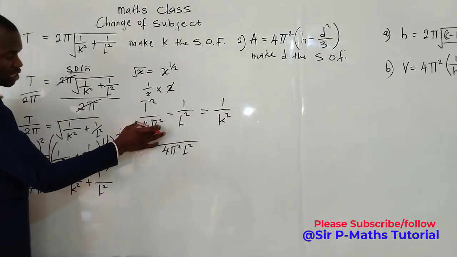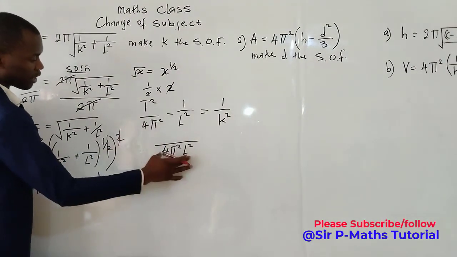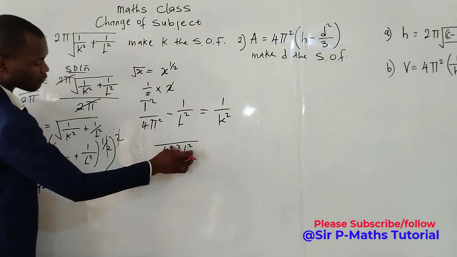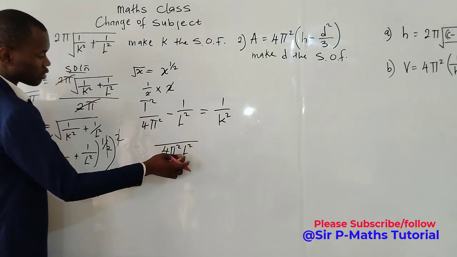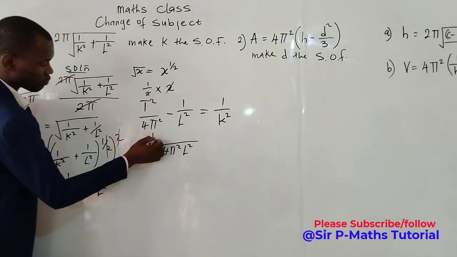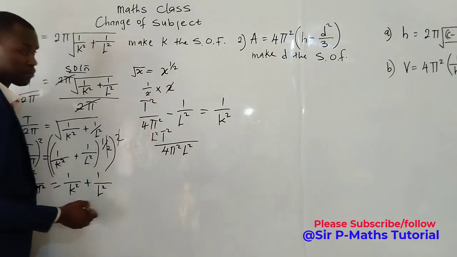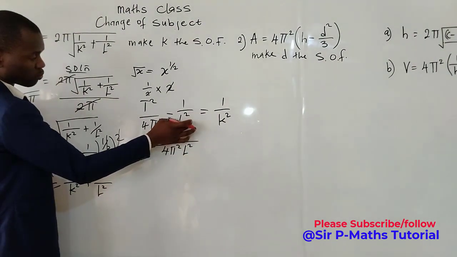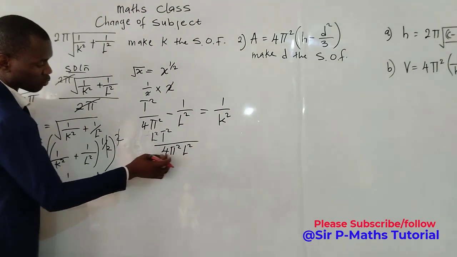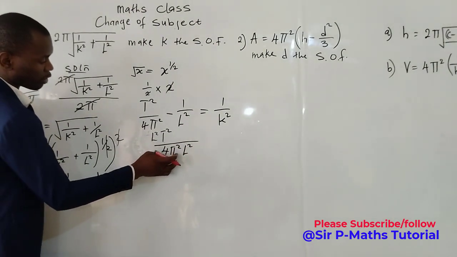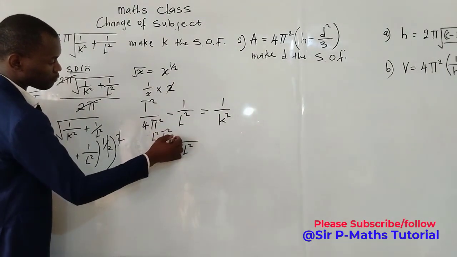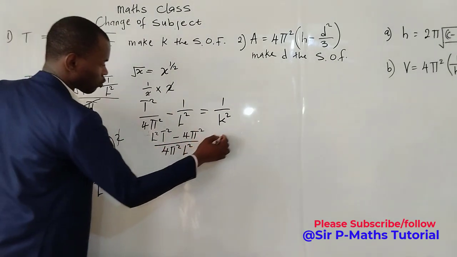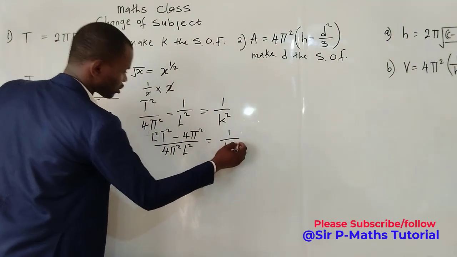Now take this and divide it by this one. This divide here, 4 will cancel 4, pi squared will cancel pi squared. I will have only l squared remaining. I'll use l squared to multiply t squared. That will give me l squared t squared. Then take the same denominator and go here. Divide it by this one. This will cancel this. I will only have 4 pi squared. Now 4 pi squared multiply 1 will give me 4 pi squared, alright, equal to 1 over k squared.